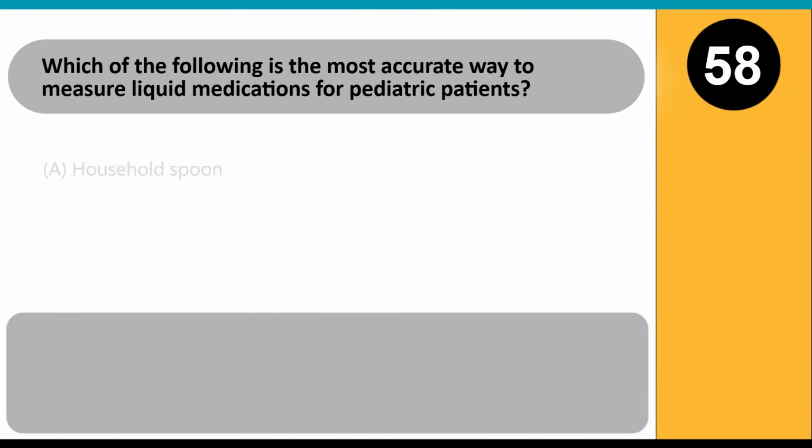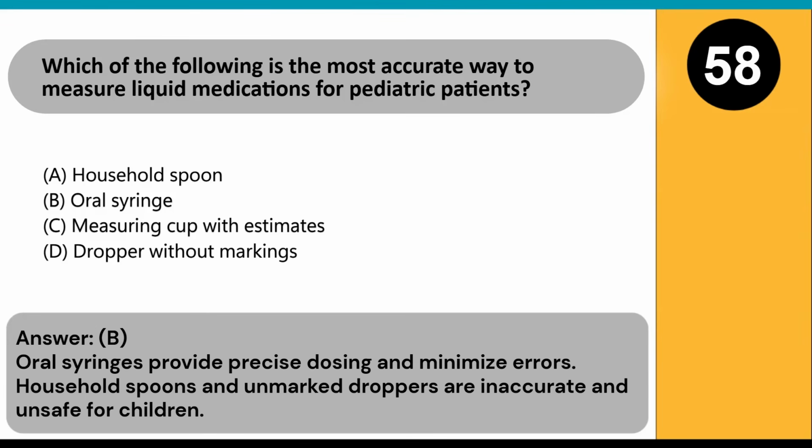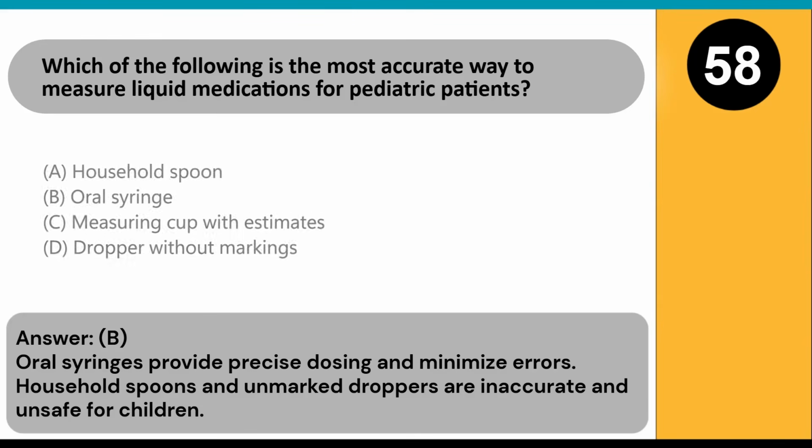Which of the following is the most accurate way to measure liquid medications for pediatric patients? A. Household spoon. B. Oral syringe. C. Measuring cup with estimates. D. Dropper without markings. Answer B. Oral syringes provide precise dosing and minimize errors. Household spoons and unmarked droppers are inaccurate and unsafe for children.